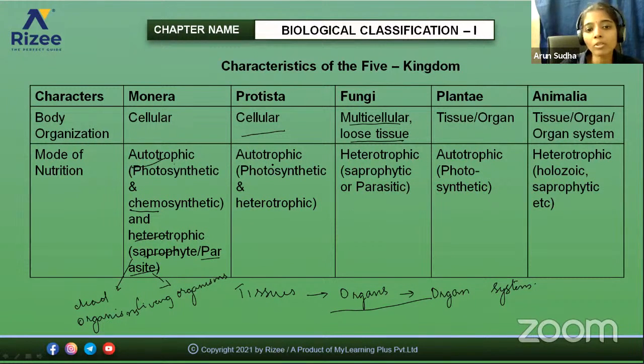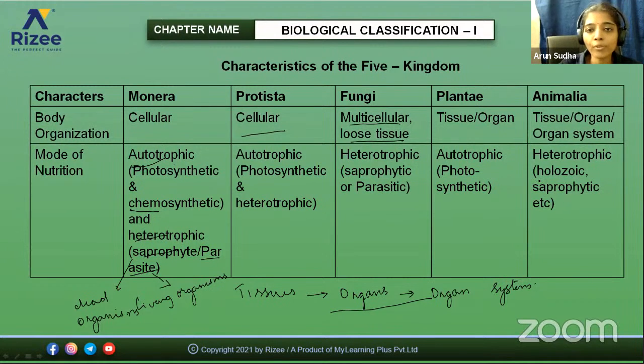Here also autotrophic and heterotrophic modes of nutrition are present. In the case of fungi, it is heterotrophic only. So they cannot prepare their own food, but are dependent on other organisms for their food. So fungi is heterotrophic. And Plantae, you know, is autotrophic, photosynthetic, and they can prepare their own food. In the case of Animalia, it is heterotrophic. They cannot prepare their own food.